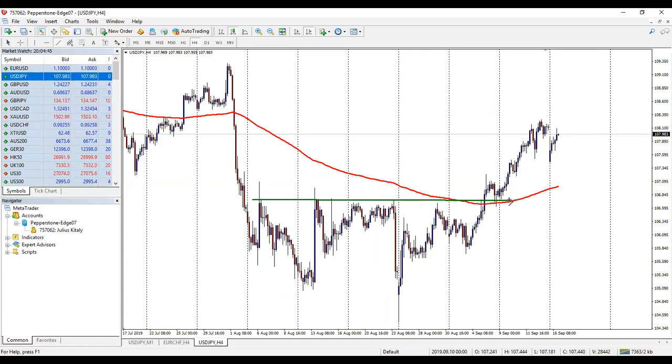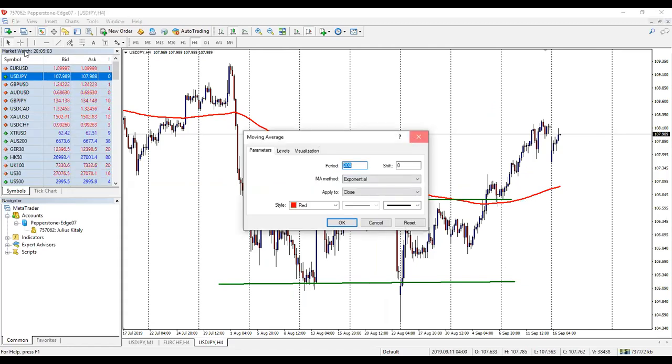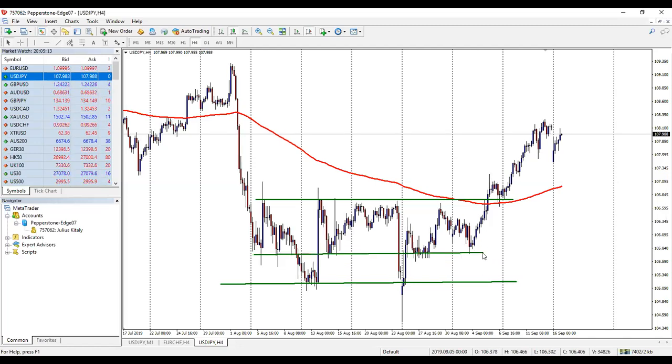You can see this is a clear ranging market here, guys, creating a ranging market inside the box. You can see how the market is doing it. But we have this extended ranging market, and we also have this one here, which is a small one.